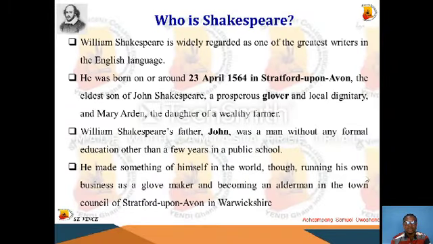Okay. So we'll start by saying that William Shakespeare is widely regarded as one of the greatest writers in the English language, and sometimes he's referred to as the father of English. Shakespeare was born on April 23rd, 1564 in Stratford upon Avon, and he happened to be the eldest son of John Shakespeare.